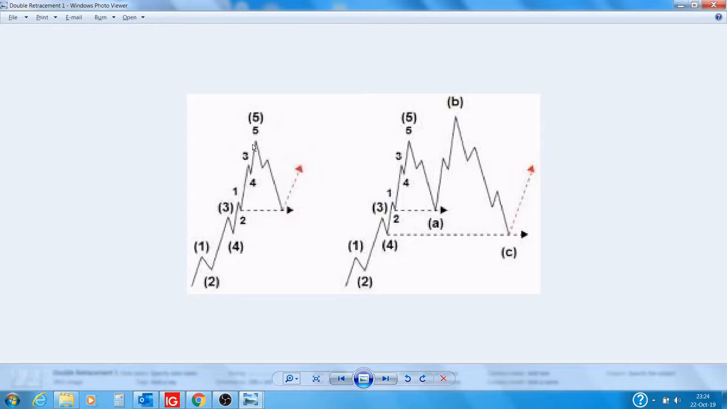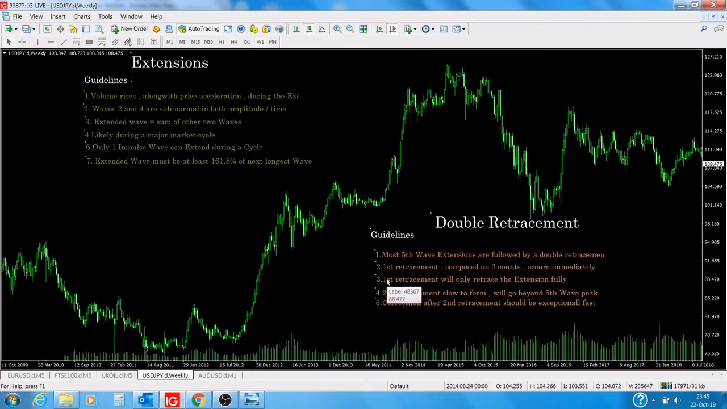and after that leg is completed, we should see a larger corrective wave which should correct the entire structure, and that would be of exceptional velocity. The structure again would be of 5 waves, and the likely terminal point for that would be the beginning of wave 4 of the previous structure.